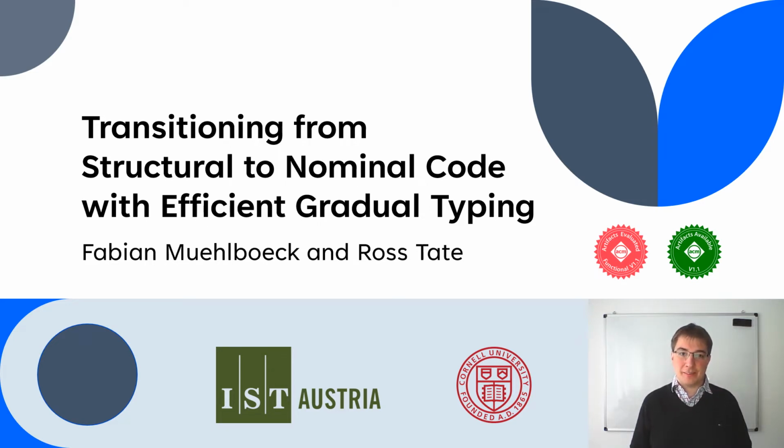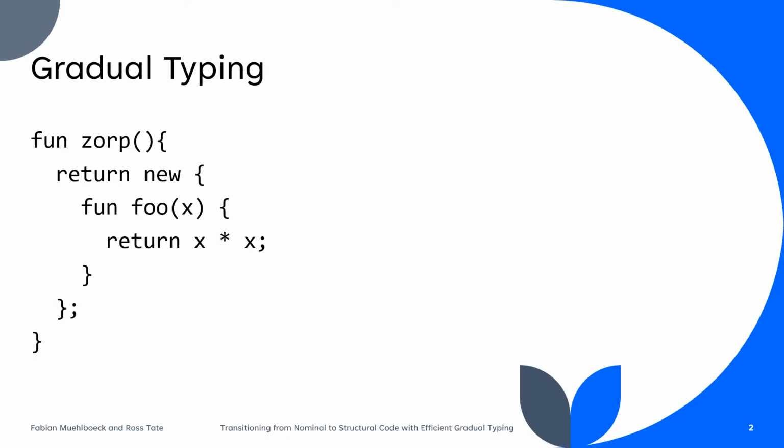Efficient Gradual Typing. Now that title is already a bit of a mouthful, so let me start by explaining what all of those words mean. Here's a simple program that a programmer might start out with. It creates a record with initially a single method foo, though it might acquire additional fields and methods later through appropriate assignments. This code is untyped.